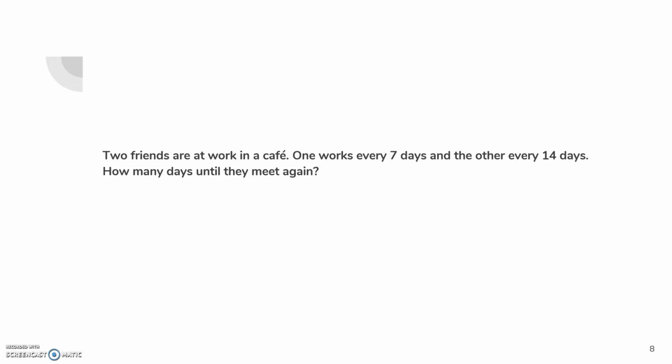2 friends are at work in a cafe. One works every 7 days, and the other works every 14 days. How many days until they meet again? So there'll be 7 and 14. Then there's 14. So it'll be 14 days.